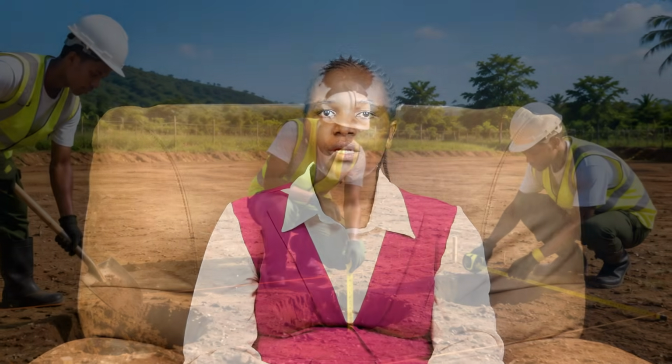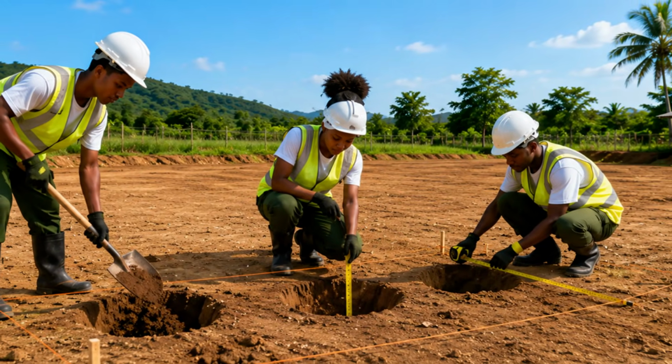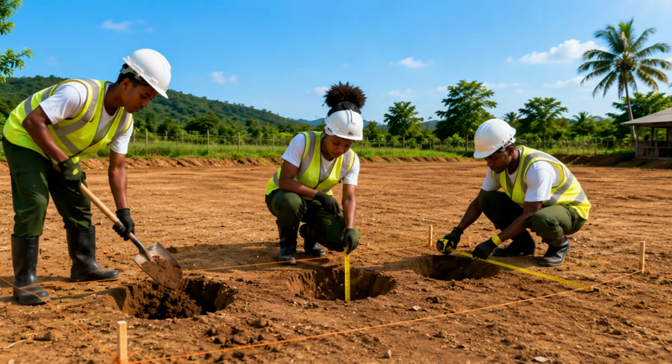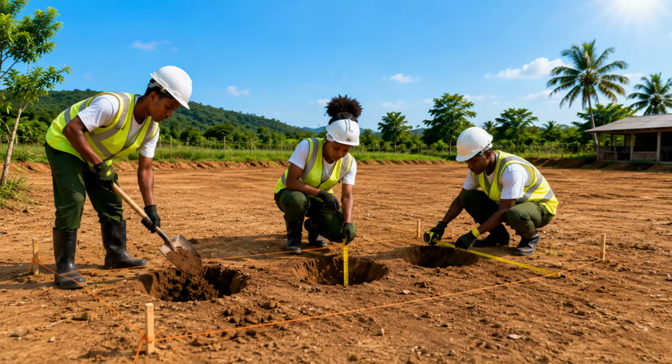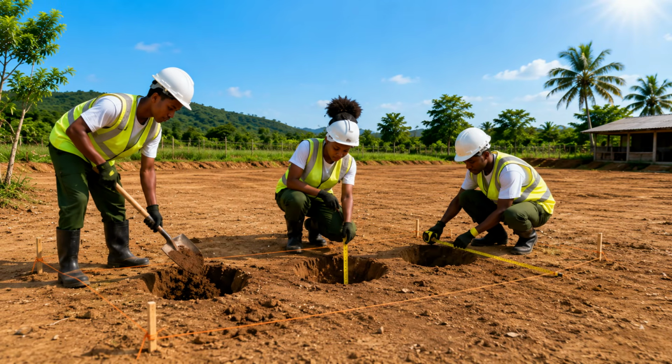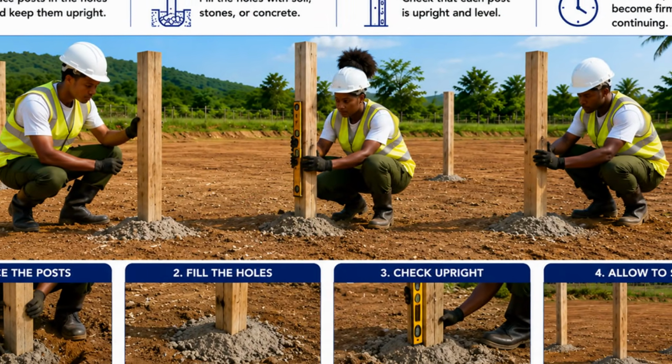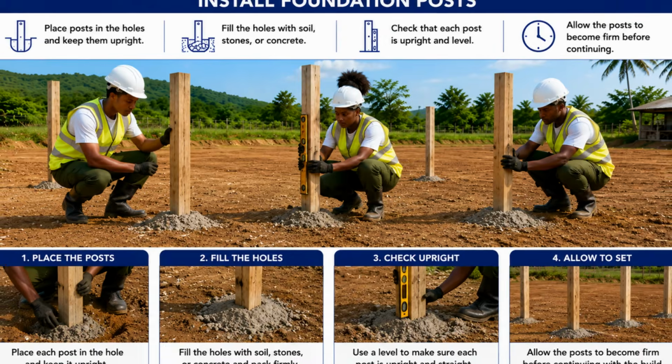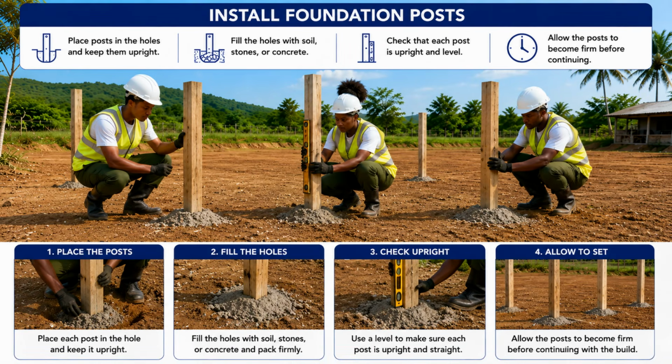And then step number 5, prepare the foundation. So in preparing the foundation, you are supposed to dig holes where the main posts will be placed. The holes should be deep enough to hold the post firmly. And then place the posts in the holes and make sure that the posts are upright. And then fill the holes with soil, with stones, with concrete, whatever you need to keep them firm. Then allow the posts to become firm before continuing. That is step 5.